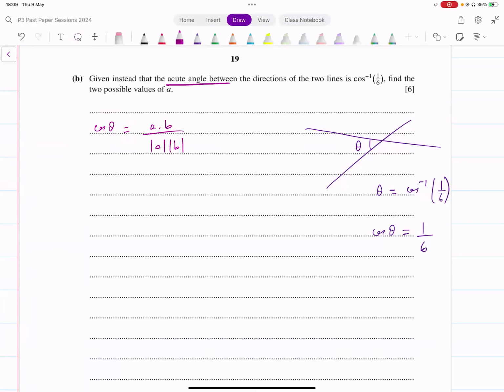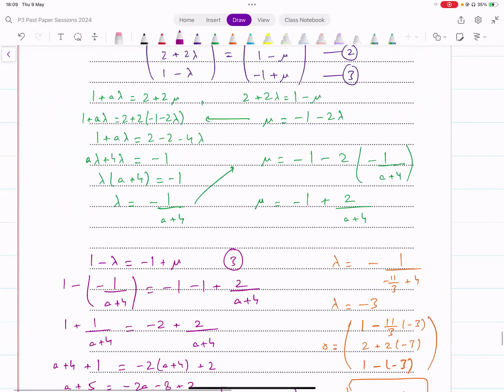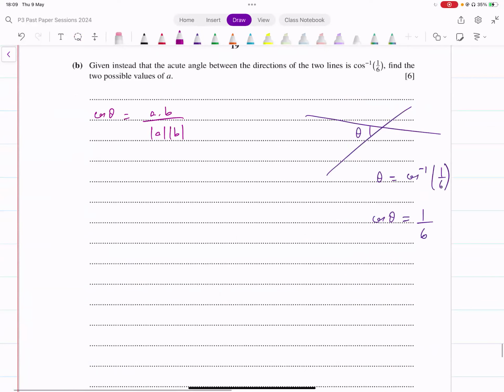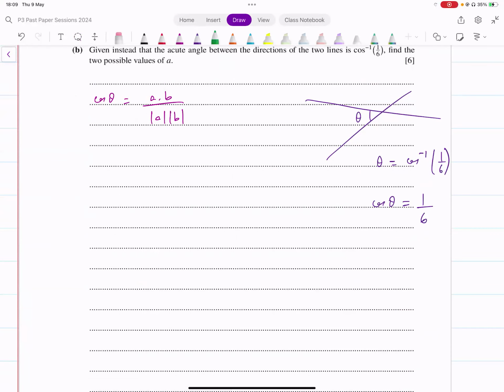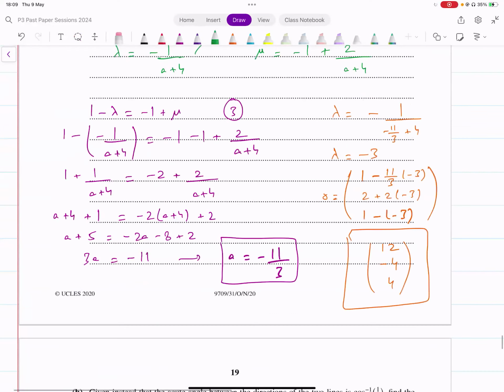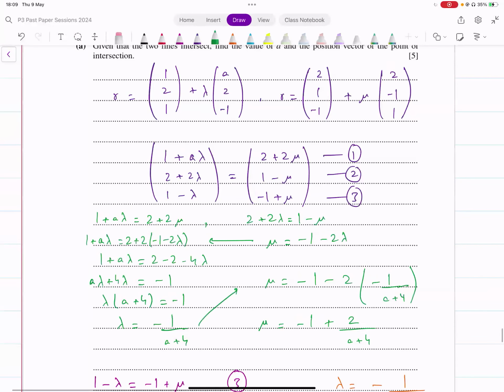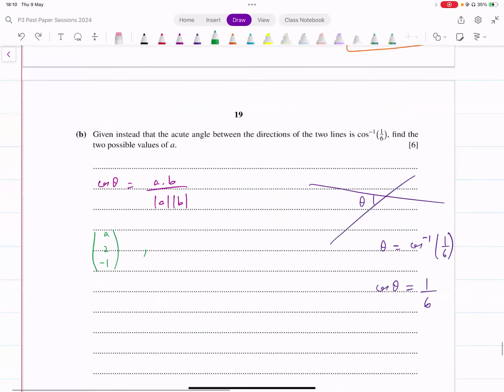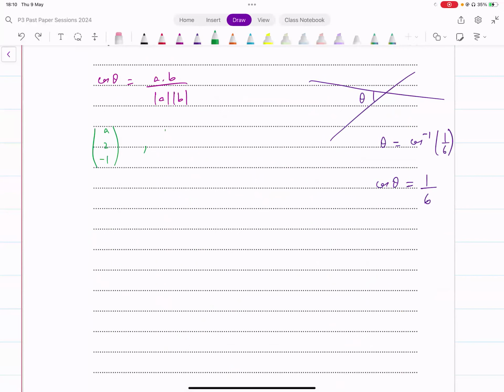Acute angle between the direction of the two lines. That is this. Okay. Now, what are the directions of the two lines? a, 2, -1. Okay. Let's call the first vector a, 2, -1. That's the vector A basically. And then the second direction vector is 2, -1 and 1. Let's find their dot product first of all.